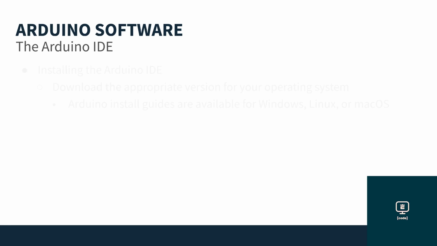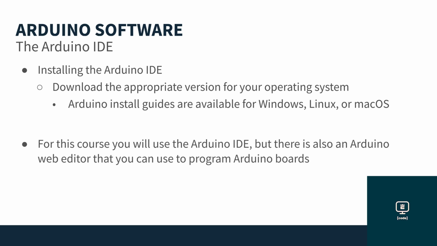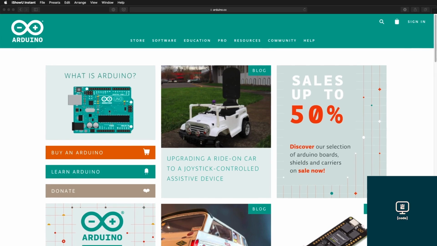So about the Arduino IDE. To install it, you need to download the appropriate version for your operating system. And there are install guides available for Windows, Linux, and Mac OS. I'll be using Mac OS and showing you how to install it on that, but they're all pretty similar. And for this course, you will use the Arduino IDE, but there is also an Arduino web editor that you can also use to program the boards. So let's go ahead and install that software.